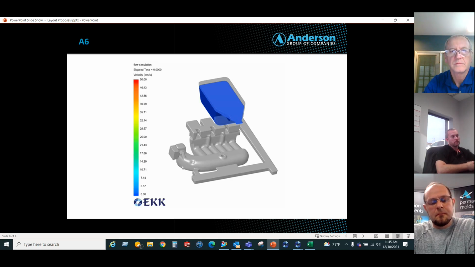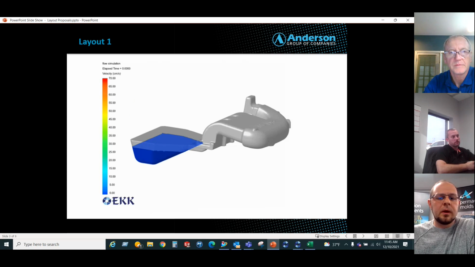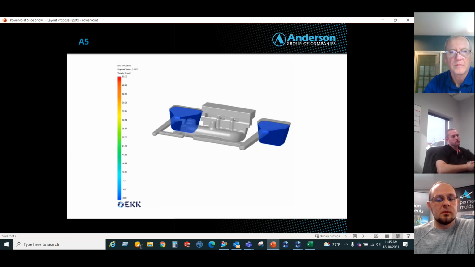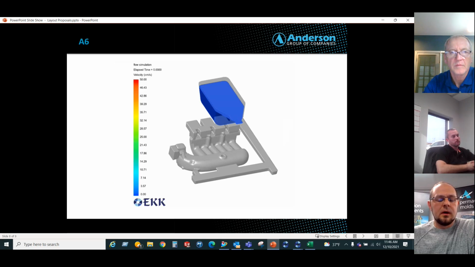riser sizes. So as you can see, I can scroll to the very first slide, Mick. This is very simple, just one pour cup feeding directly into the casting, which is called a direct pour. Same with this one, just trying to keep things simple, but we were not achieving what we wanted. So we had to switch things up. We fed this casting from the bottom.